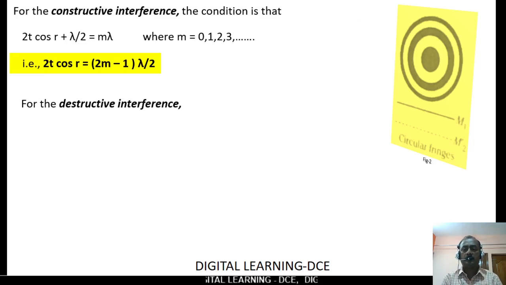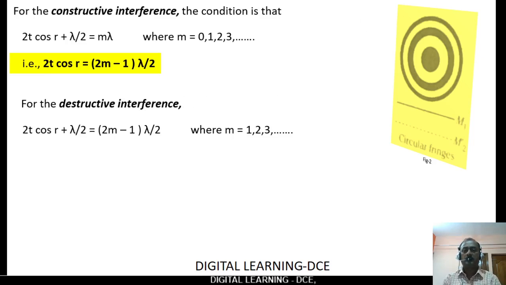For destructive interference, the condition for path difference is (2m minus 1) into lambda by 2. Here (2m minus 1) lambda by 2 is equated with the true path difference produced by the Michelson interferometer, that is 2t cos r plus lambda by 2, where m equals 1, 2, 3 and so on. Finally, on further simplification, it becomes 2t cos r equals m lambda.